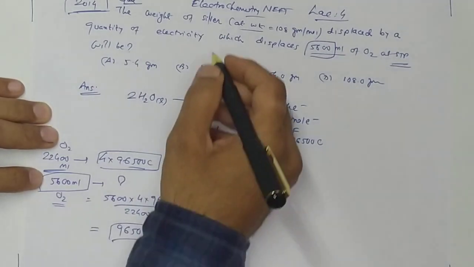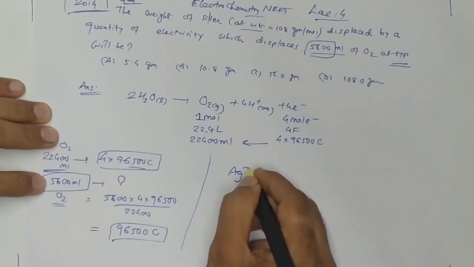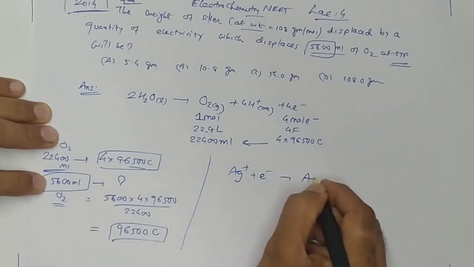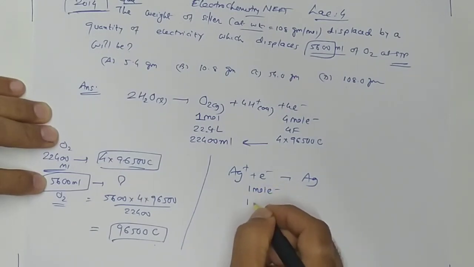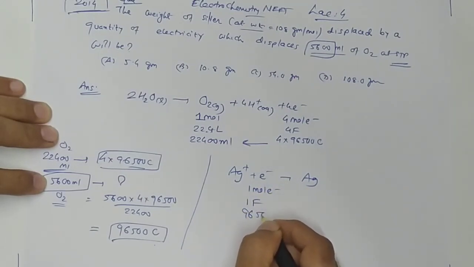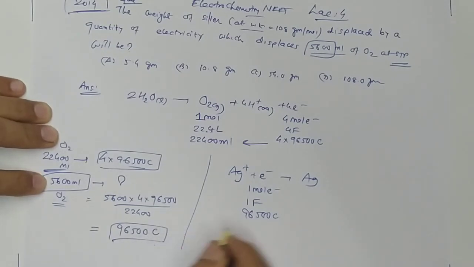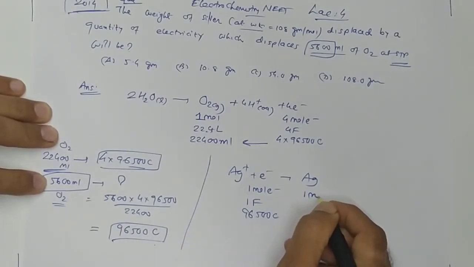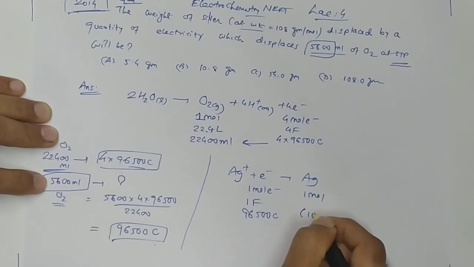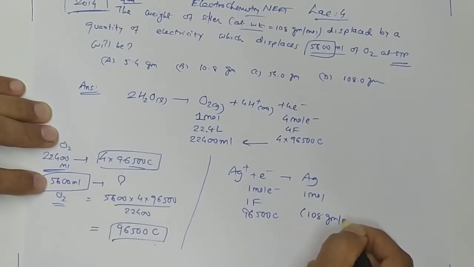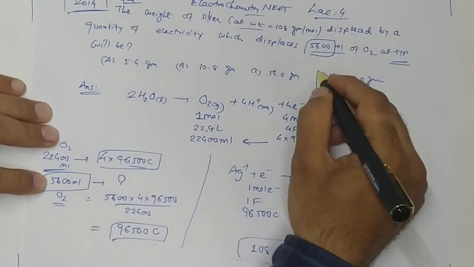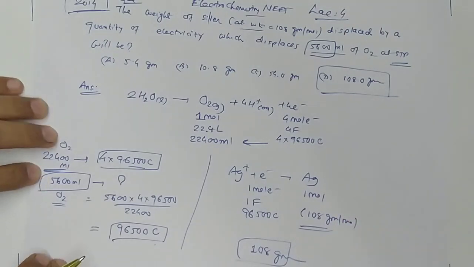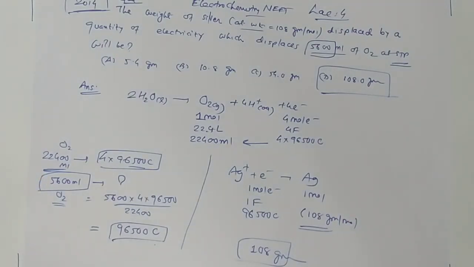Same coulomb gives silver. So Ag+ plus electron gives Ag. 1 mole electron means 1 Faraday, 96500 coulomb. So it gives 1 mole silver. So atomic mass of silver is 108 gram per mole. So answer is 108 gram. This one. So D is our answer of question 2014.